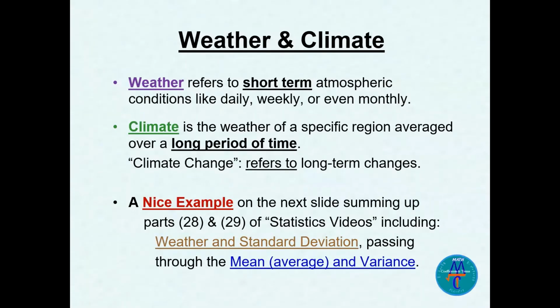Now, what is the difference between weather and climate? Weather refers to the short-term atmospheric conditions, like daily, weekly, or even monthly. Climate is the weather of a specific region averaged over a long period of time. So when we say climate change, it refers to long-term changes in that weather. A nice example on the next slide, summing up parts 28 and 29 of the statistics videos, including weather, standard deviation, passing through the mean, and the variance.